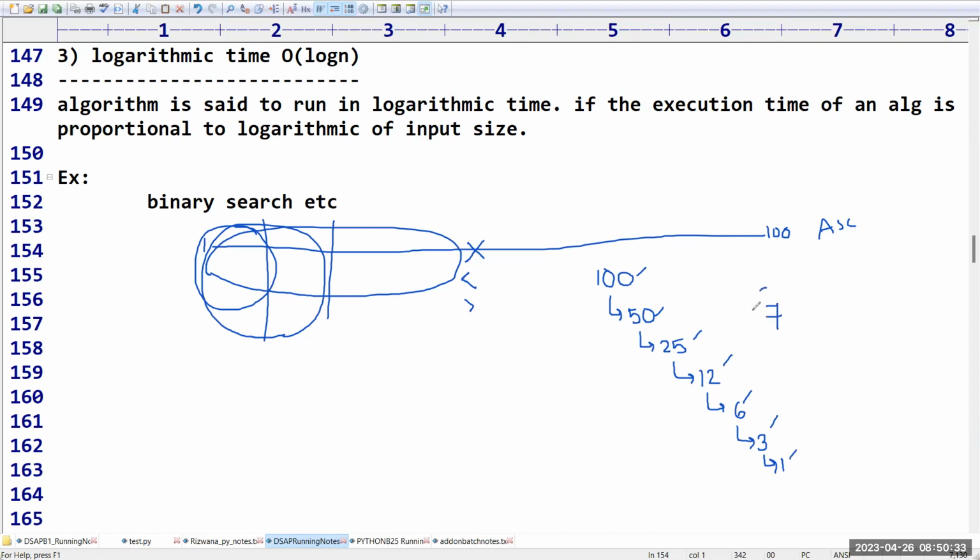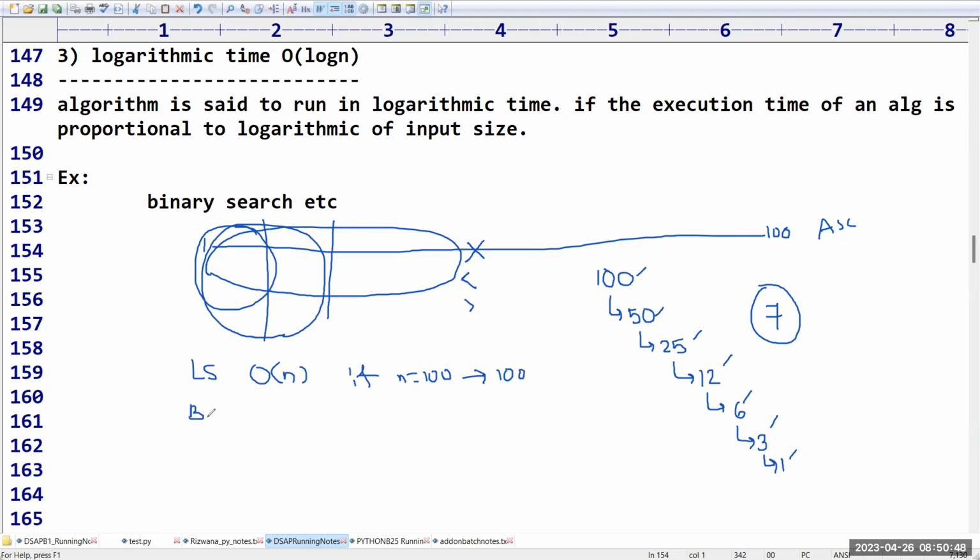Listen to my words carefully. If you talk about linear search, it is going to take big O of n. So if n is equal to 100, how many comparisons are required? 100 comparisons.